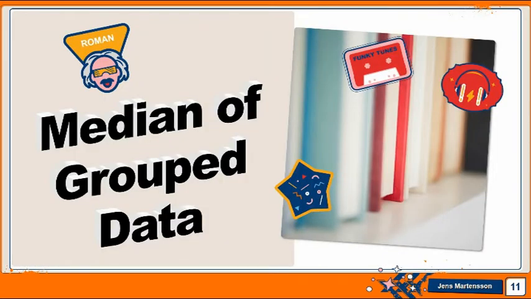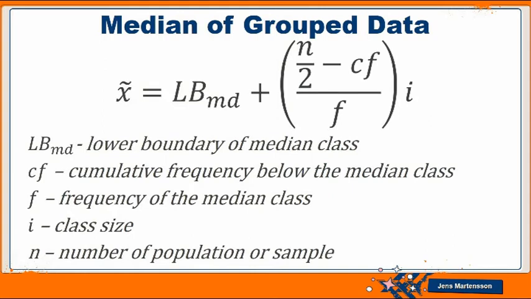For the median of group data, we have the formula. Pag nakita natin itong X na may uod sa ibabaw, that is for median. So the formula is the lower boundary of the median class plus N over 2 minus cumulative frequency, all over f, or the frequency, times i, or the interval.